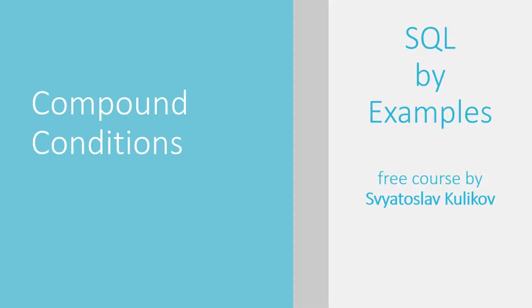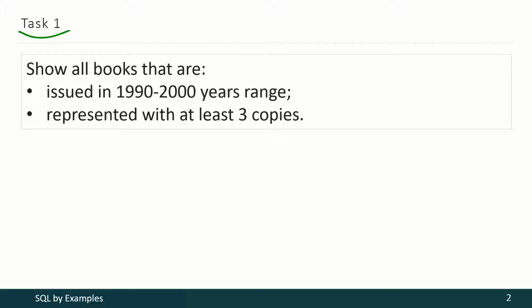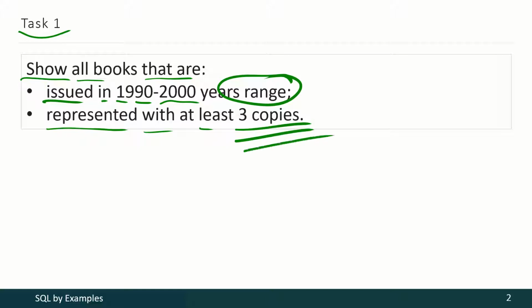In this video we shall discuss compound conditions. With our first task we shall show all books that are issued in 1990 or 2000 in this range and represented with at least 3 copies in our library.